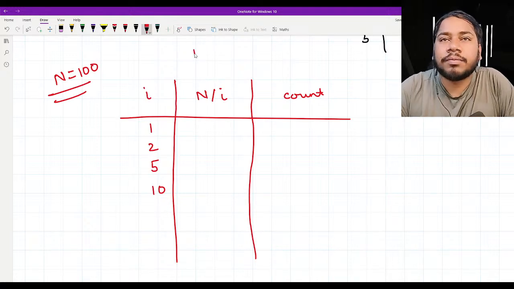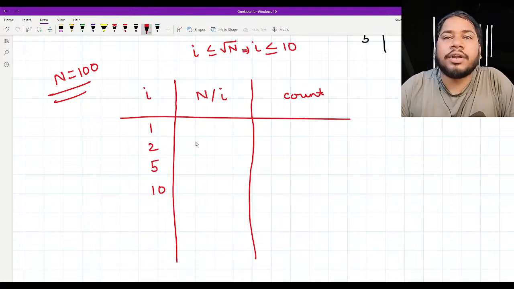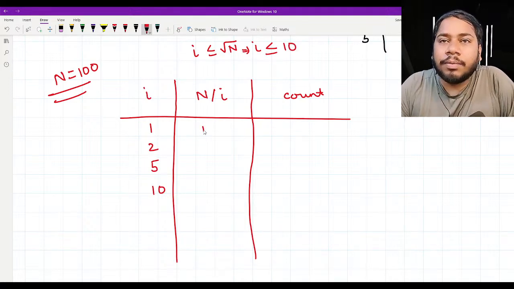It is because I should be less than equal to root n. So I should be less than equal to 10. So it will go till 10. So I is 1, it will be 100. I is 2, it will be 50. I is 5, it will be 20. I is 10, it will be 10.